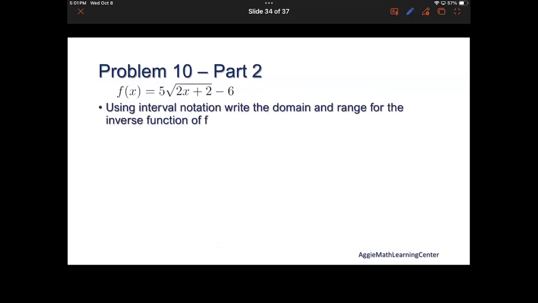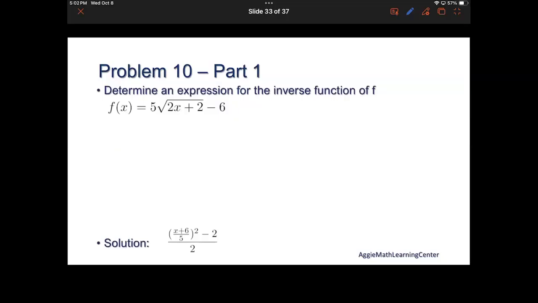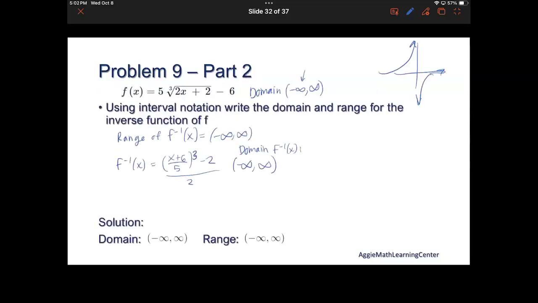Using interval notation, write the domain and range for the inverse function of f. We also just did that. Negative infinity to infinity is the domain. The range, negative infinity to infinity. Because we found f inverse, and f. Oh, sorry. I definitely misread that. It's squared now. Sorry, friends. It's different. This is very important.